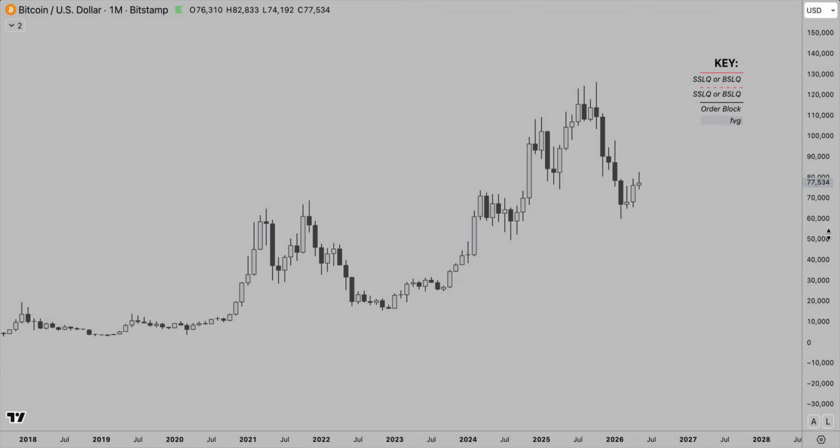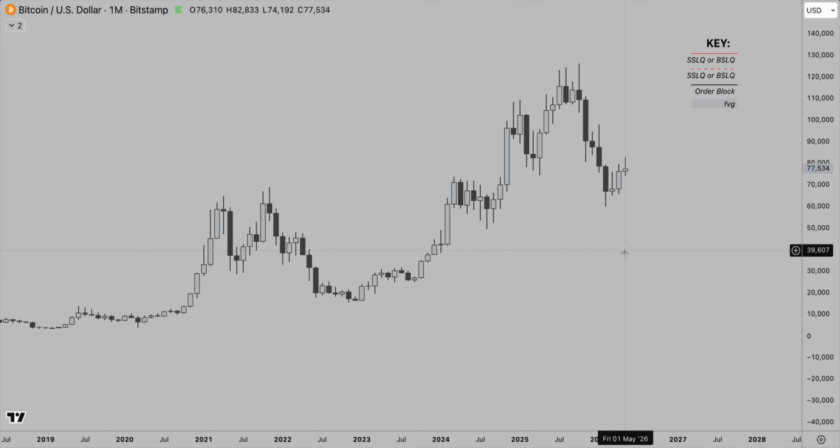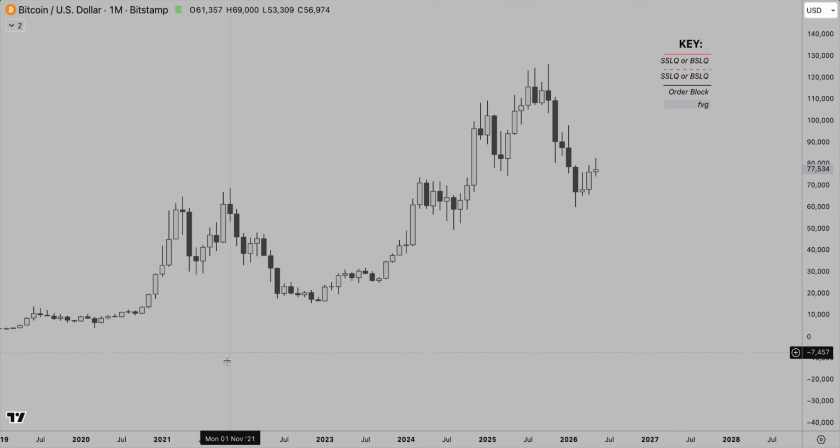By the end of the video, you should be able to understand the charts exactly how I do and never look at the charts the same way you used to. Now, starting off with the monthly time frame, keep an eye on the key down here for your information. Let's start off with the monthly time frame and mark on all the key areas where there is liquidity.